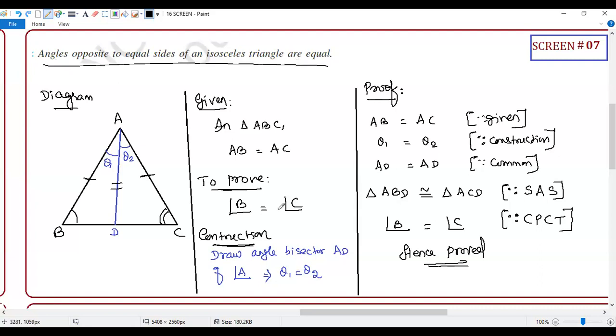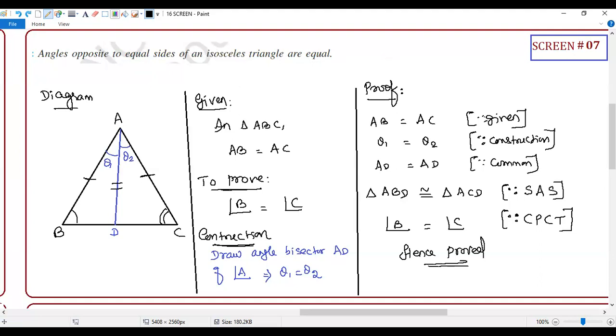You have to change it to the converse. Sides opposite to equal angles of an isosceles triangle. You should not say isosceles. You accept this. Sides are equal if the opposite angles are equal. Sides opposite to the equal angles of a triangle are equal. Are you clear? Angles opposite to the equal sides of a triangle are equal. The converse is: sides opposite to the equal angles are equal.